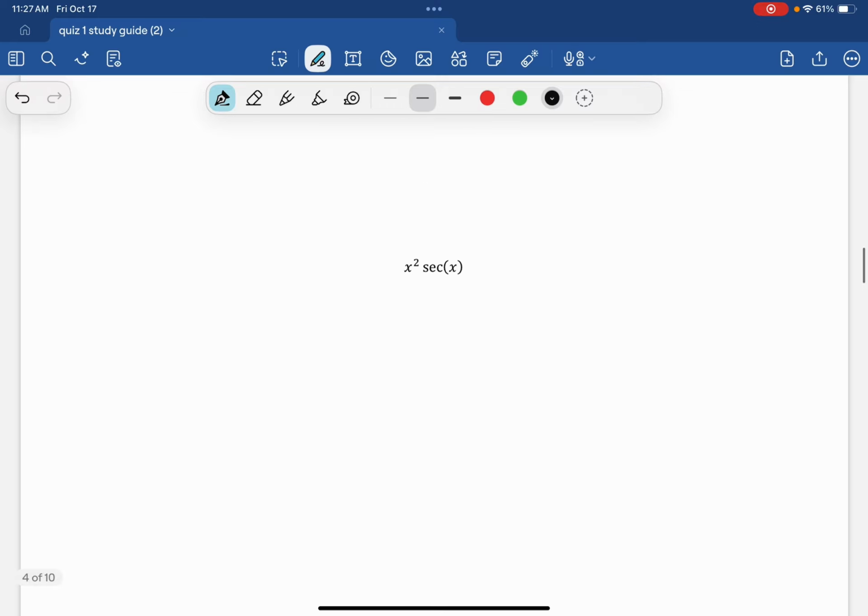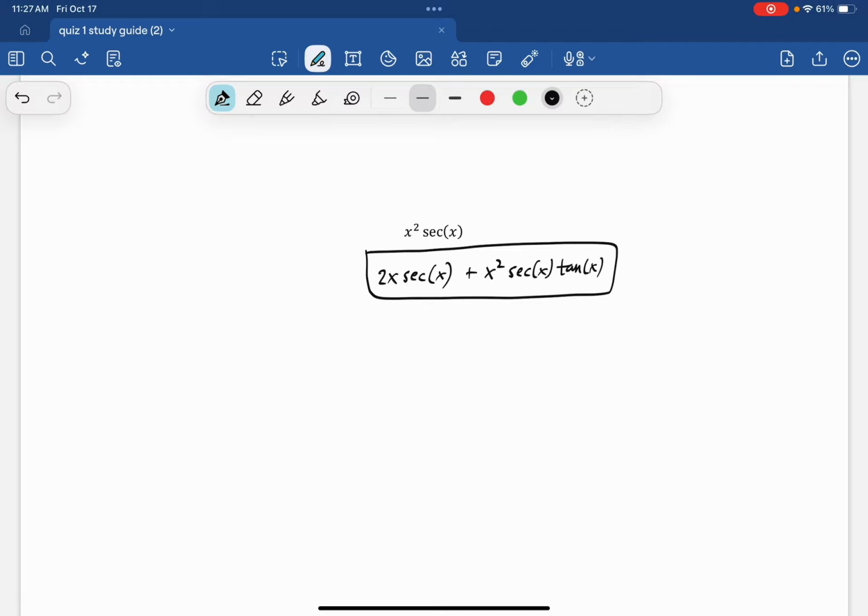Let's do the next one. Here's just product rule. So that's 2x secant x plus x squared times the derivative of secant x, which is secant x tangent x. Secant x tangent x. And that's it. Well, you could have also factored out the secant x, I guess. And x, right? So that gives you x times secant x times parentheses 2 plus x tangent x. So that works too. But it's a little clunky, so both are acceptable.